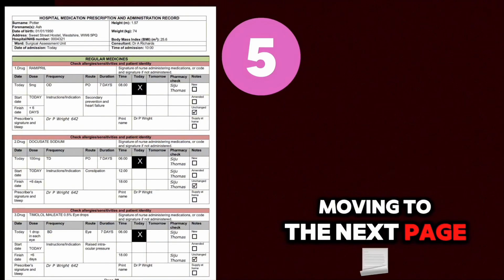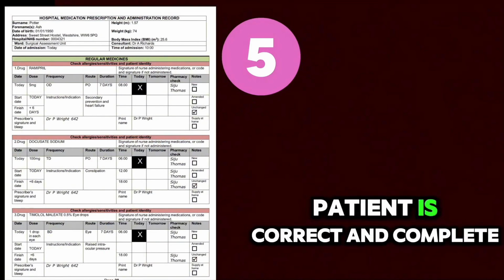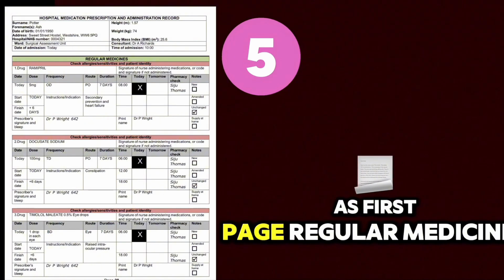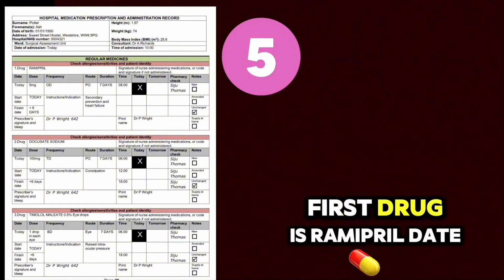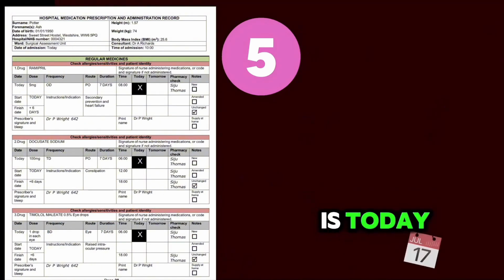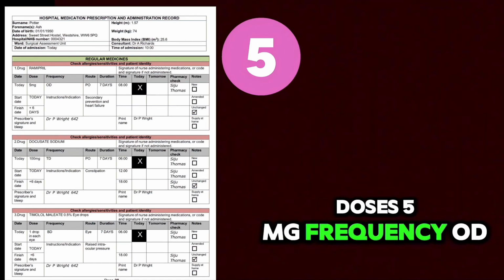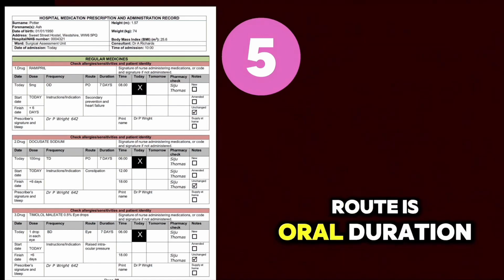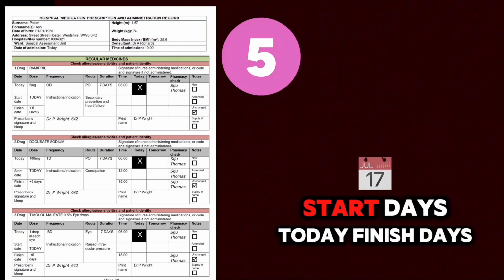Moving to the next page. The information of the patient is correct and complete as on the first page. Regular medicines. First drug is Ramipril. Date is today. Dose is 5 mg. Frequency OD. Route is oral. Duration 7 days. Start is today.